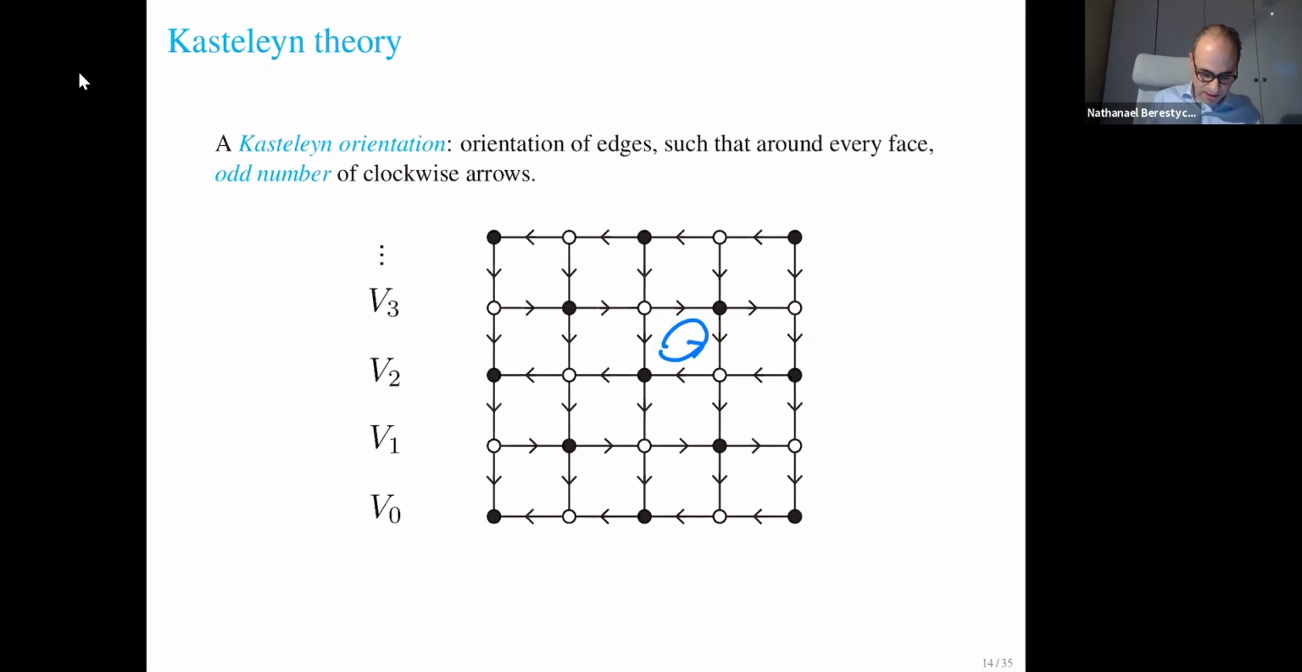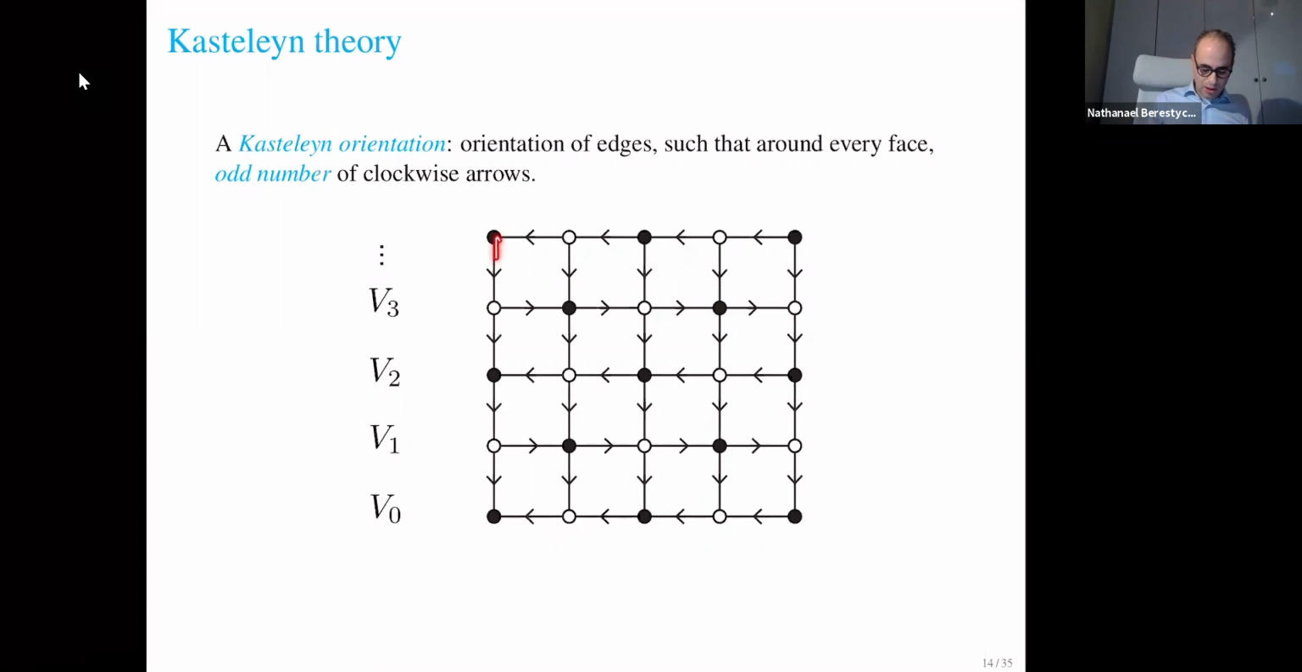If I take another face, for instance, maybe this one, then what are the edges that go against me? Well, there is this one, and that's it. So this is also 1, and 1 is also an odd number. So it is a Kasteleyn orientation. You can check it for every face. So what is the principle of this orientation?